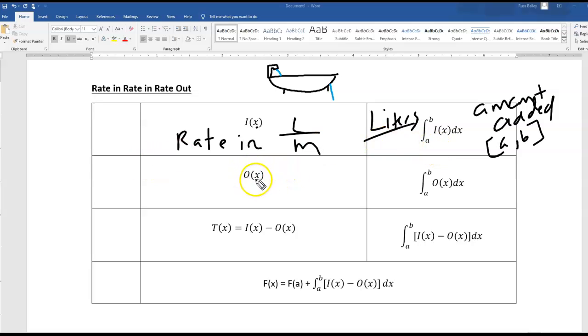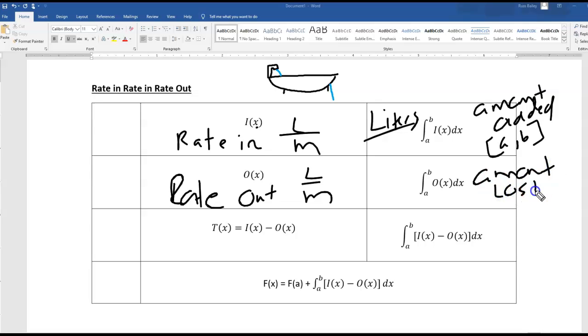Now, I'm going to let O represent the rate out, how much water is leaving this bathtub. And that's also going to be in liters per minute. When you integrate this, this is the amount of water lost on the interval from A to B, and its units are still liters. So basically, we have rate in and rate out. When you integrate them, it tells you the net change in the amount.